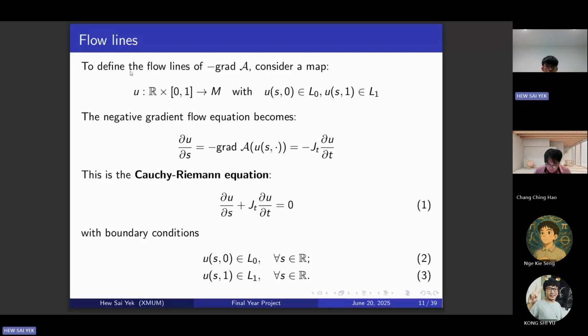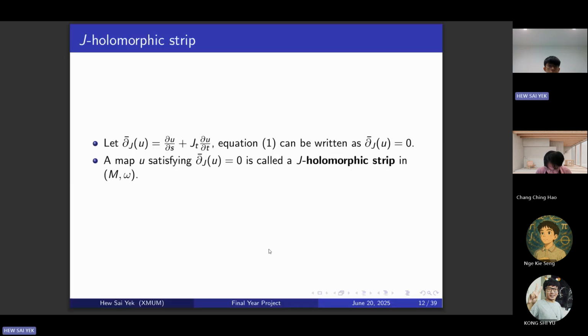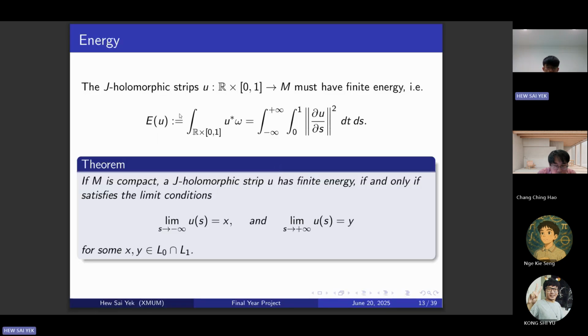Similarly, like in Morse homology, we want to define a flow line by the integral of the negative gradient. So the negative gradient equation must satisfy the Cauchy-Riemann equation and the boundary condition. When a map satisfies the Cauchy-Riemann equation, we call it a J-holomorphic strip. And like in Morse homology, we want to include each J-holomorphic strip that connects critical points.